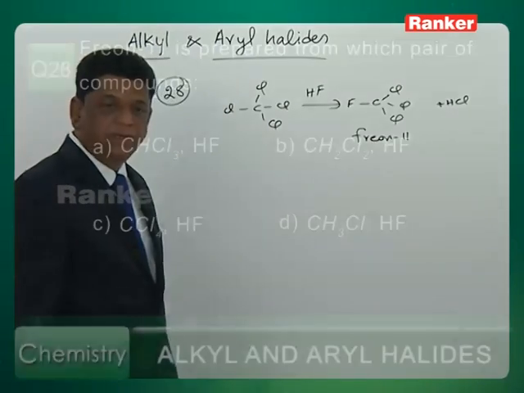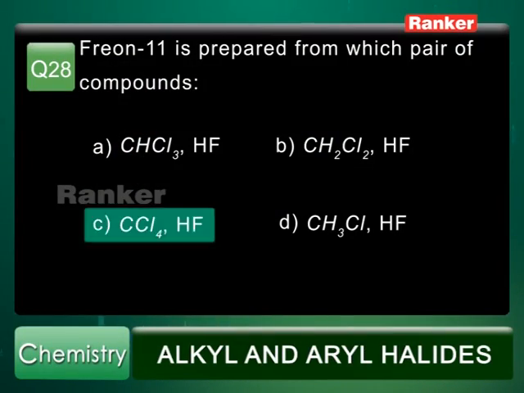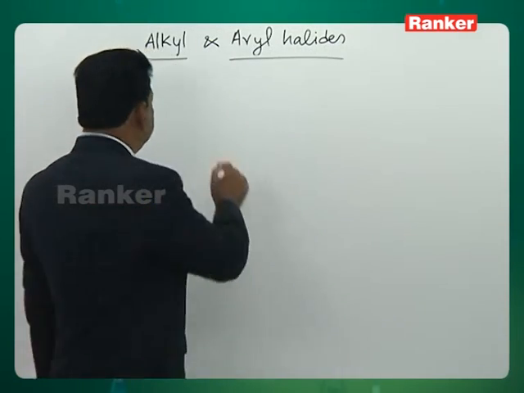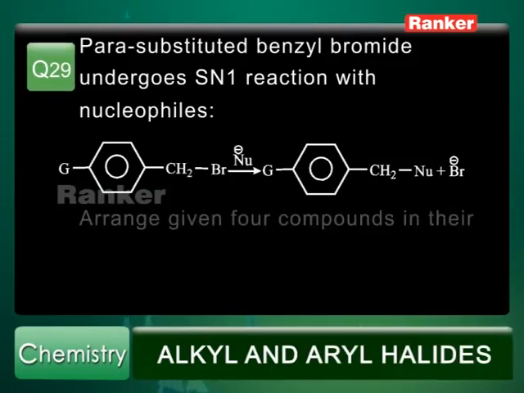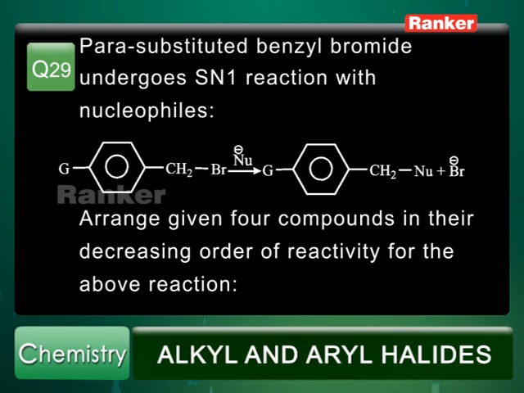So therefore option C is the right answer. So let's go to question number 29. A para-substituted benzyl bromide undergoes an SN1 reaction with nucleophiles. A benzyl bromide has a group on the para position, and as that group keeps changing, the nucleophilic substitution reaction naturally changes. So the question is, arrange the given 4 compounds in decreasing order of reactivity for the above reaction.